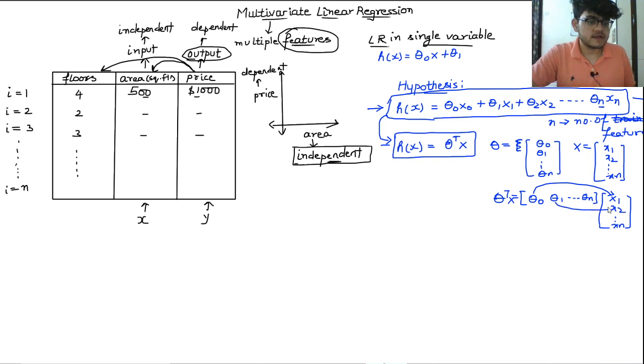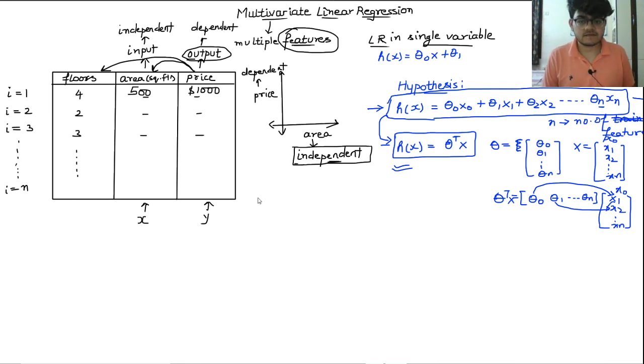Theta 1 will get multiplied to this. Also we have x0 here. So we will be able to obtain all these terms using this type of matrix multiplication. So in case of multivariate linear regression, we have this hypothesis function.